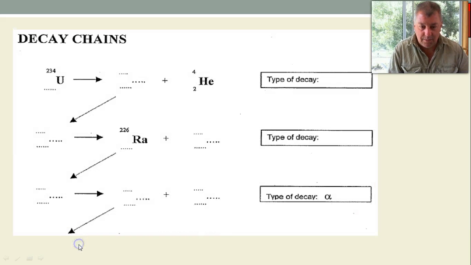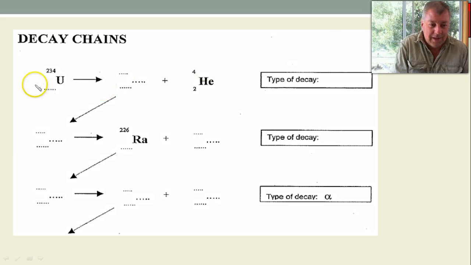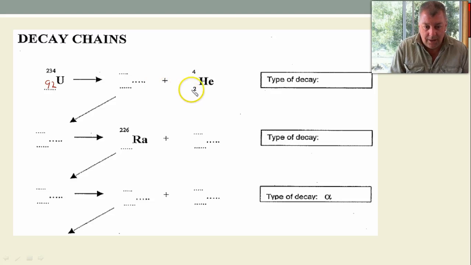I can remember lots, but I can't remember everything. What was it again? 92. So I write 92 there, and here we've got 2, so 2 plus something equals 92, so that's going to be 90. This is going to be 230 plus 4 equals 234. So I'm not certain what 90 is. I should have done my research before.